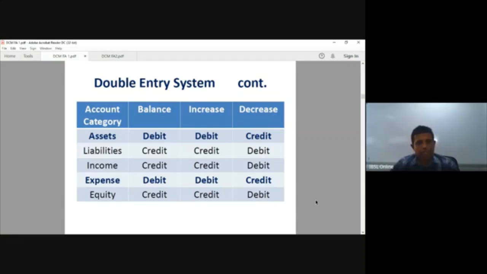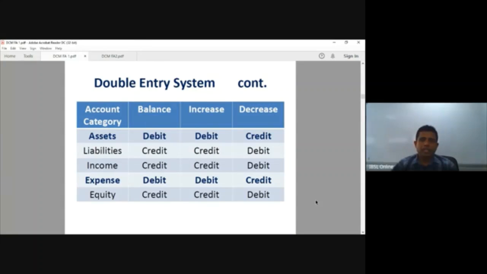Then you know the double entry system, right? In order to practice it, you have to know what is an asset, what is a liability, what is an income item, what is an expense, what is equity, and the characteristics of each. If you know that, only then can you put a correct double entry in the accounts.